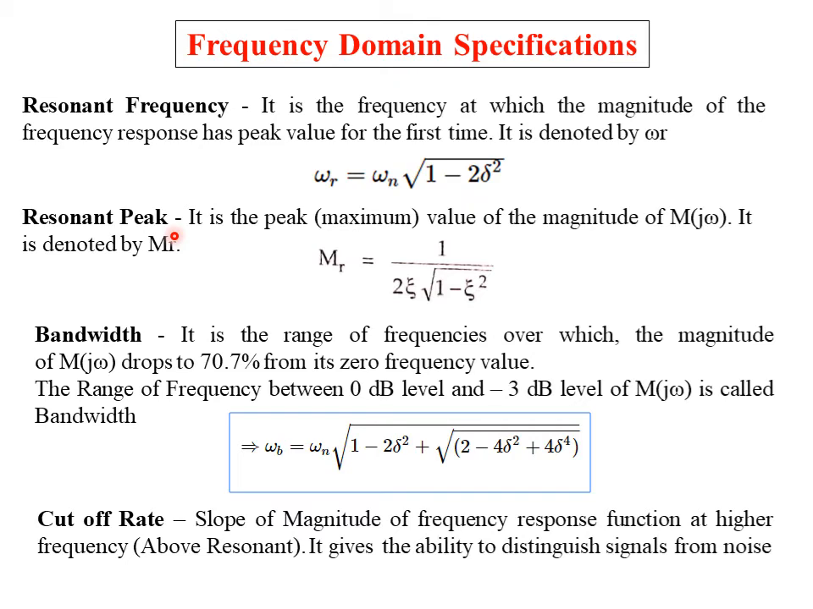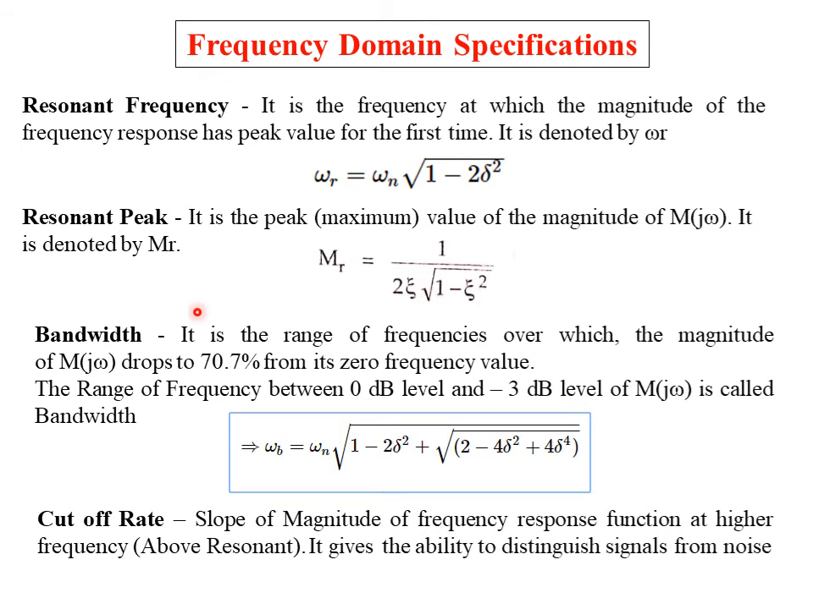Another one is the resonant peak. It is the peak maximum value of the magnitude of M of j omega. It is denoted by Mr, which is equal to 1 upon twice zeta under root 1 minus zeta square. Normally in the Laplace form we take M of s, M being the magnitude, with s replaced by sigma plus j omega. The real part, the sigma part, we are not considering, only the imaginary part has been considered here. That is what we are focusing on.